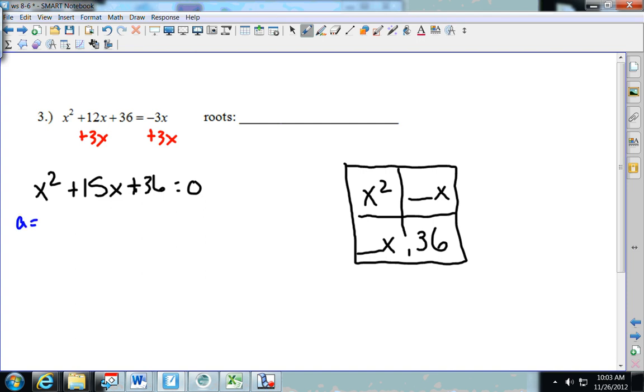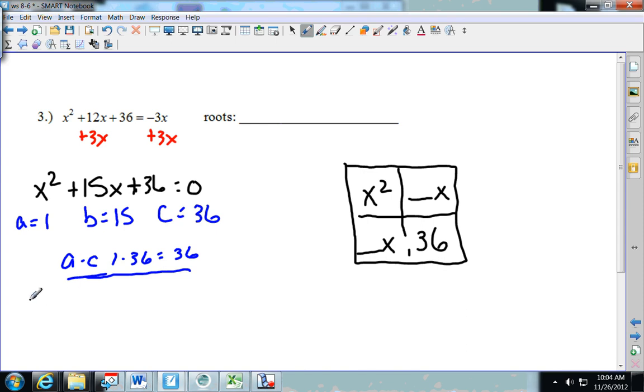Okay. A is 1. B is 15. C is 36. A times C, 1 times 36 is 36. I need the factors of 36 that give me 15. It's got to add up to give you this number right here. It's 15 because 12 plus 3 gives us 15.